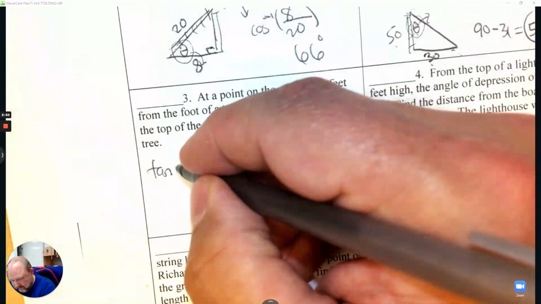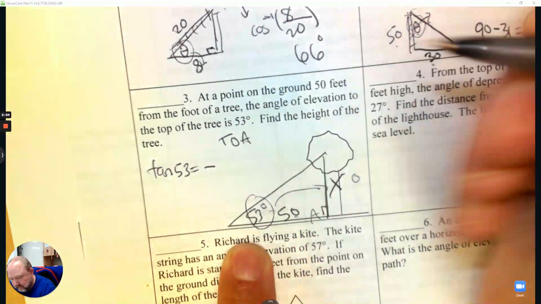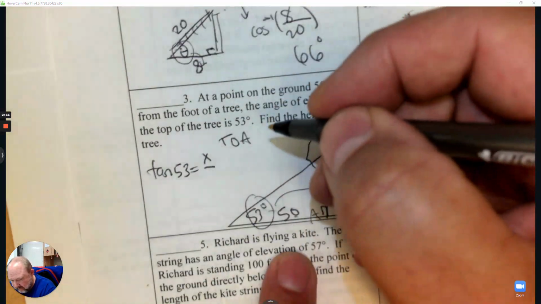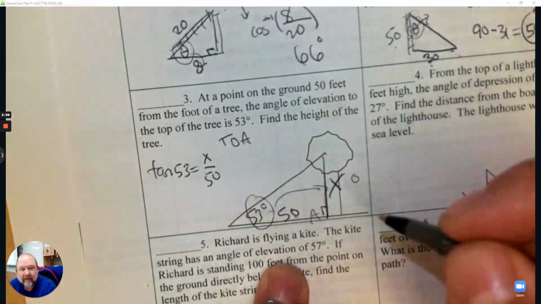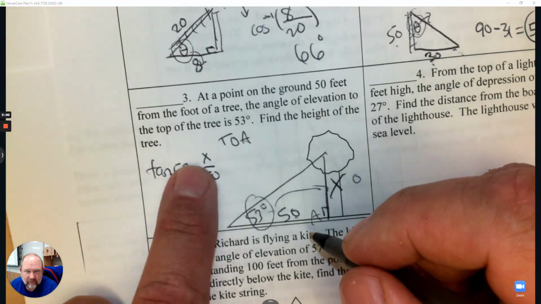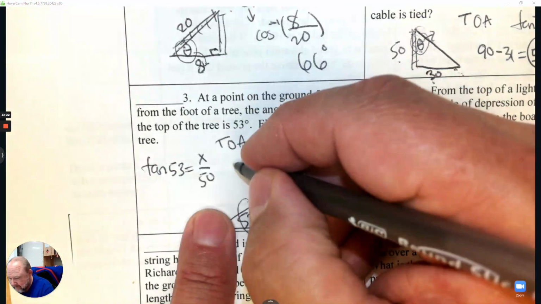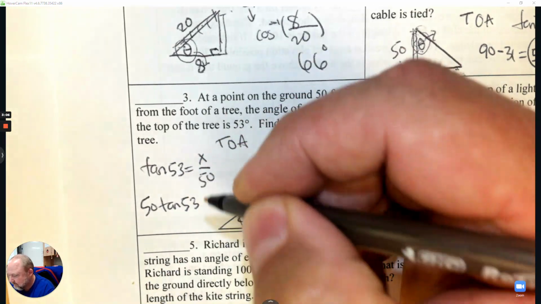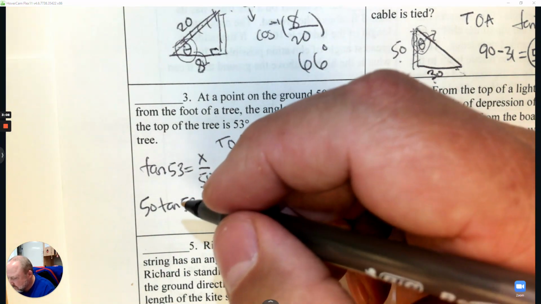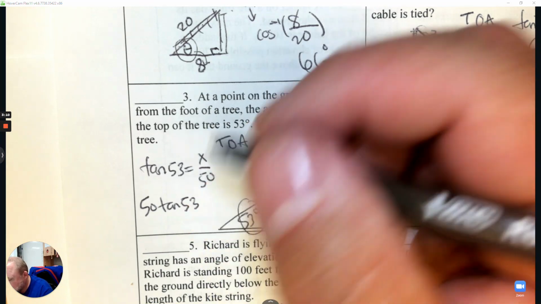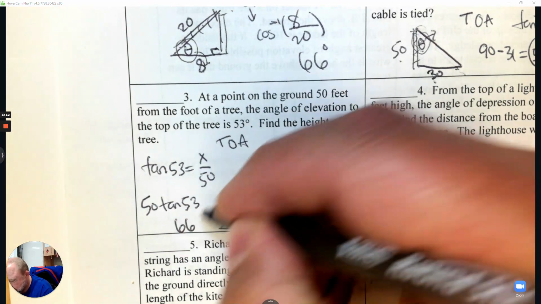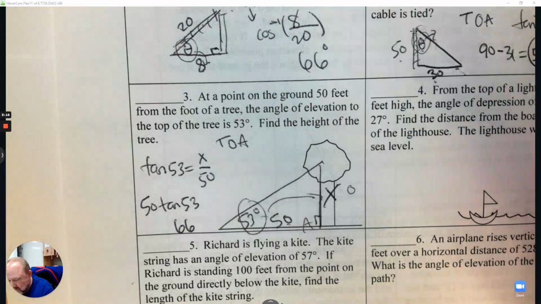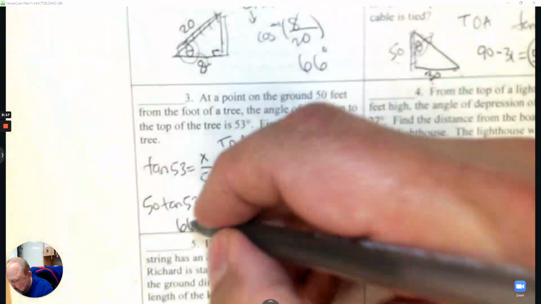So tangent of this angle is equal to opposite over adjacent. And then recognize, because x is in the top, we're going to multiply. So we're going to multiply 50 and tangent 53 and see what answer we get. 66. So the height of the tree is about 66 feet.